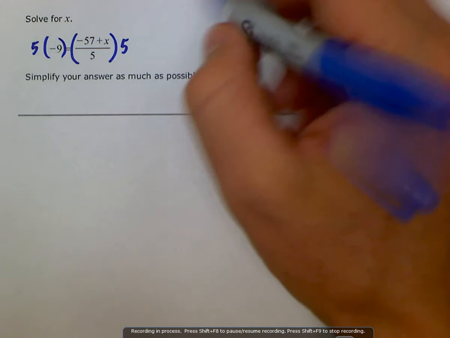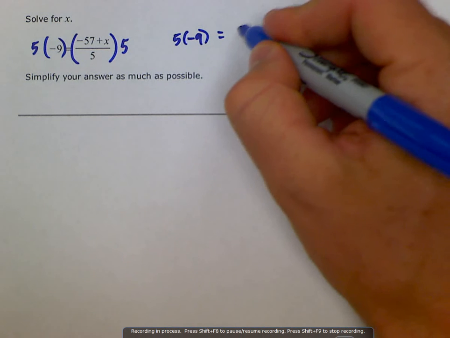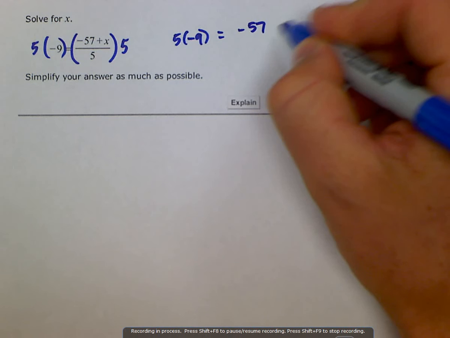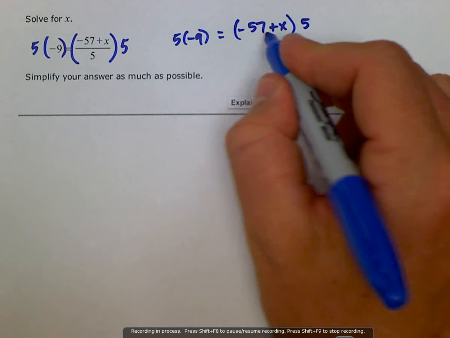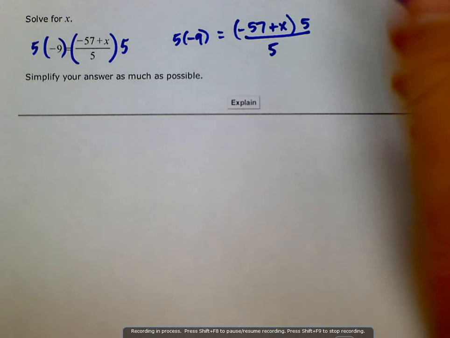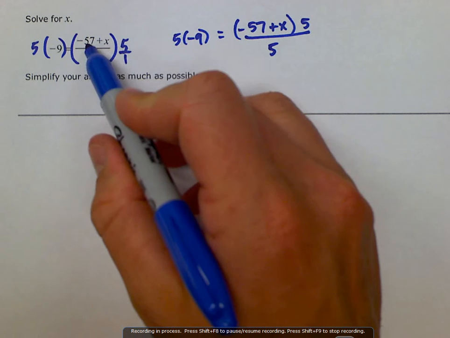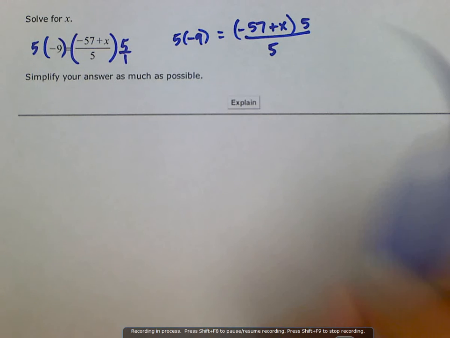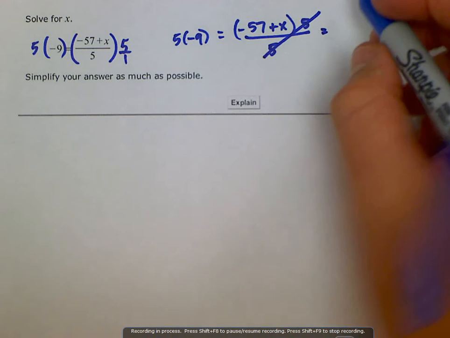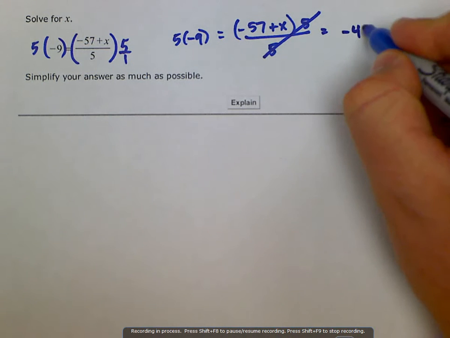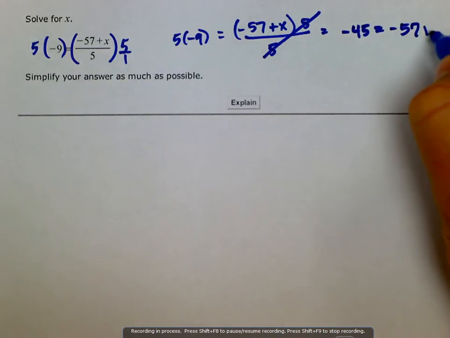I'll rewrite so you can see 5 times a negative 9 is equal to negative 57 plus x times 5 on top all over 5 on bottom. Because this is the same thing as 5 over 1, so we would multiply straight across. Negative 57 plus x times 5, and 5 times 1, which is 5. So 5 on top and bottom cancel, and we now have negative 9 times 5 is a negative 45. And that is equal to negative 57 plus x.